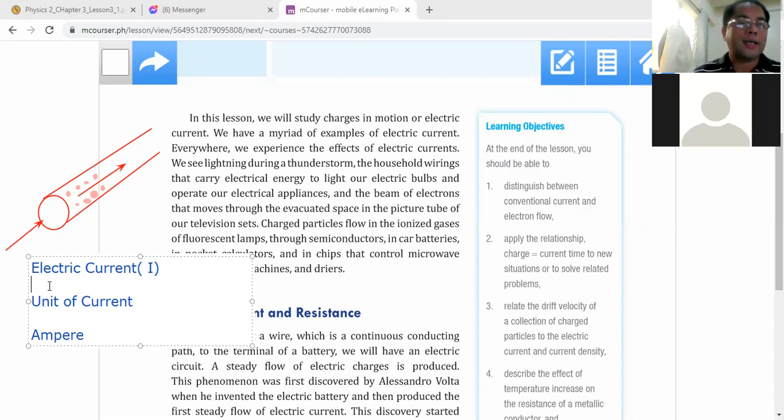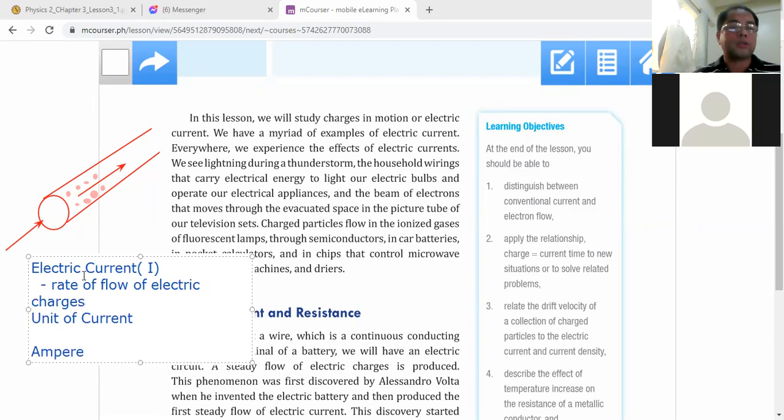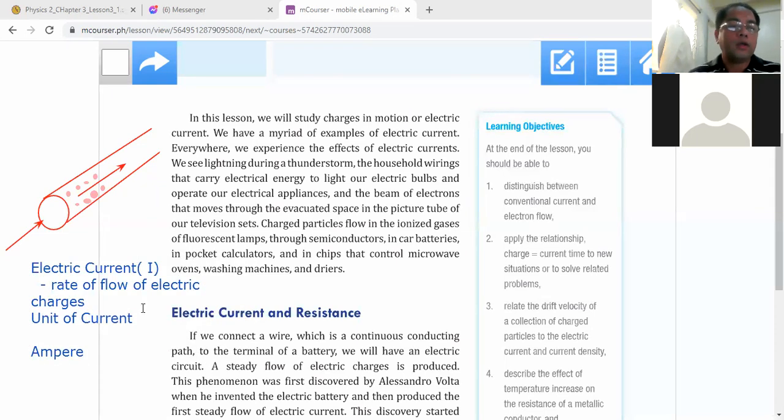So what is a current again? This is the rate of flow of electric charges. Electric charges have to be moving in order for you to have an electric current. They have to really travel. If they're merely accumulating in a piece of insulator, then you could never call that electric current. There must be a continuous flow of electric charge.